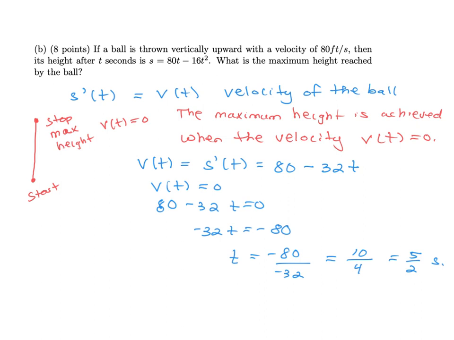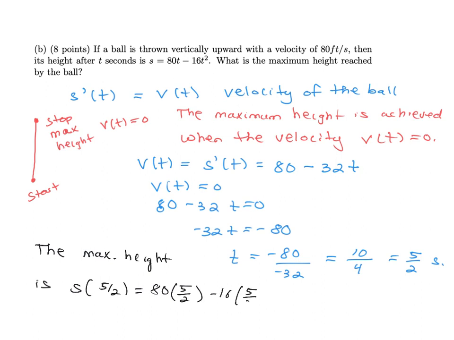So I'll say the max height is s of 5 halves, which is 80 times 5 halves minus 16 times 5 halves squared, whatever that simplifies to. And this will be in feet. Okay, so, all right, 2 goes into 80, that's 40 times 5, this is 200.